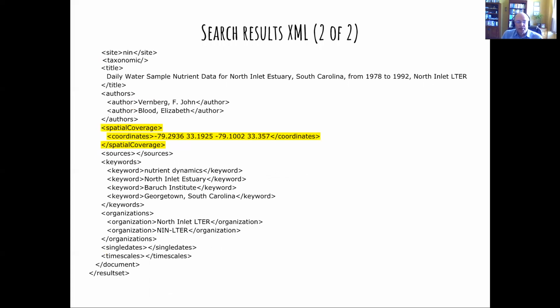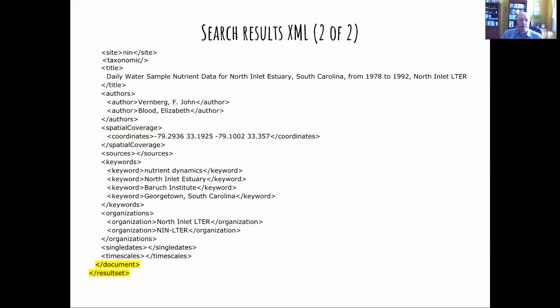Viewing the remainder of the search results XML, we can also see spatial coverage containing one or more bounding box coordinates. We see individual keyword elements wrapped by an outer keywords element. There are also a few empty fields visible in these results, for example, taxonomic, single dates, and timescales. These are cases where these metadata fields were not provided in the original EML metadata, so there were no values that could be indexed. Finally, in the last two lines of the XML, we see the closing tags for the single document that was matched and then for the entire result set element.